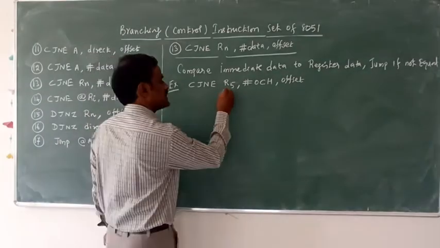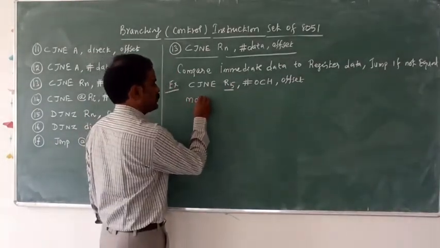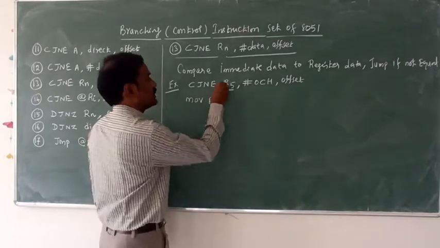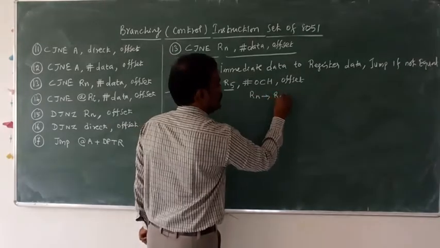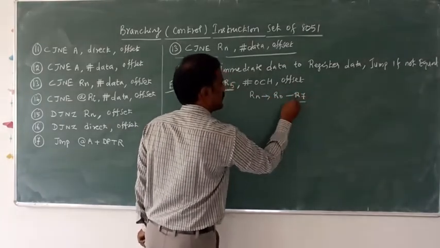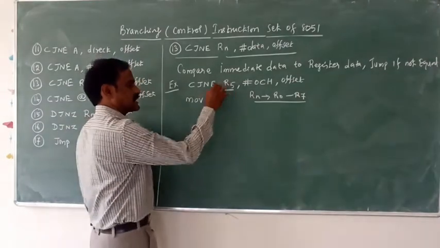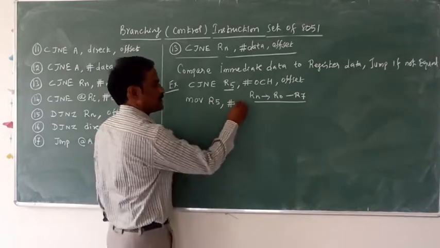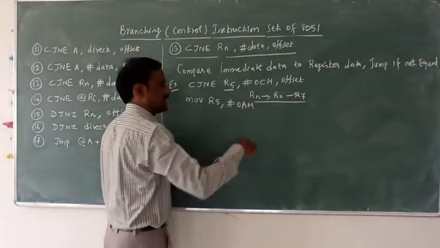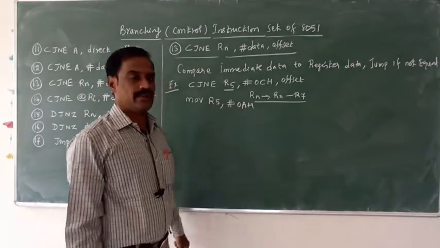First, we have to initialize what is the data in R5 register. For that, MOV Rn, where Rn means any working register R0 to R7. Here register R5. First we have to initialize the data in register R5: move immediate, MOV R5, #0AH. Okay, in register R5 we have 0A.